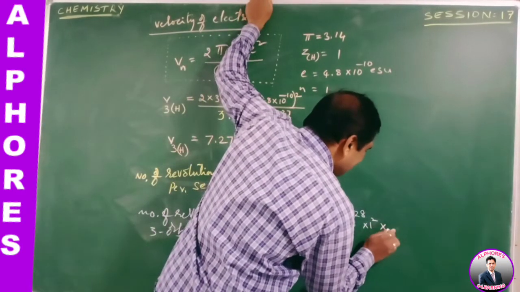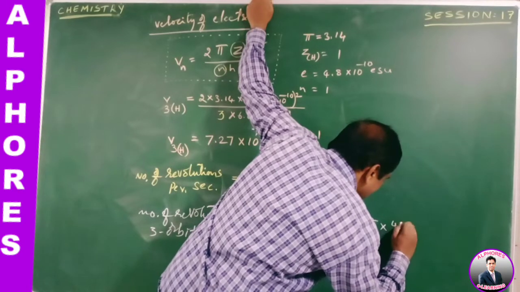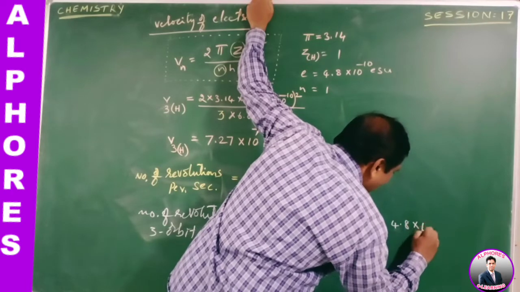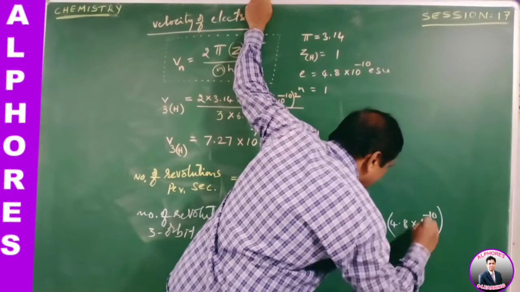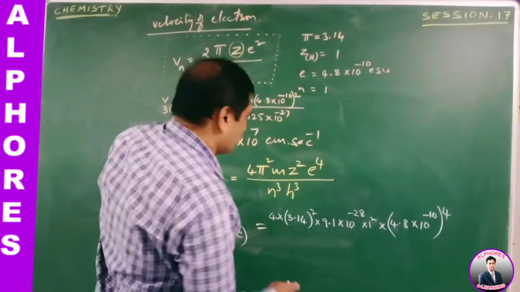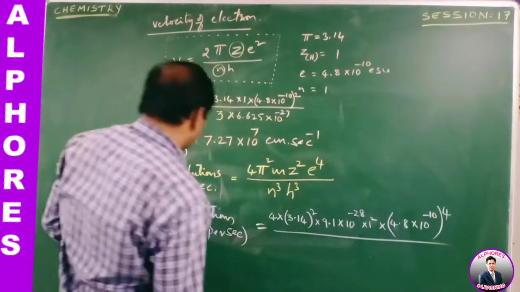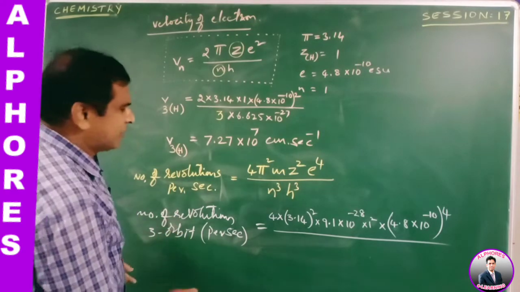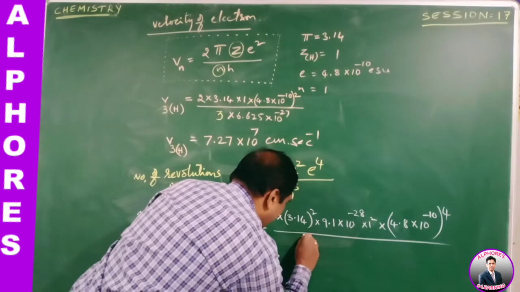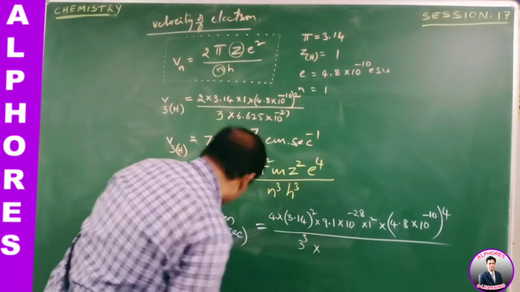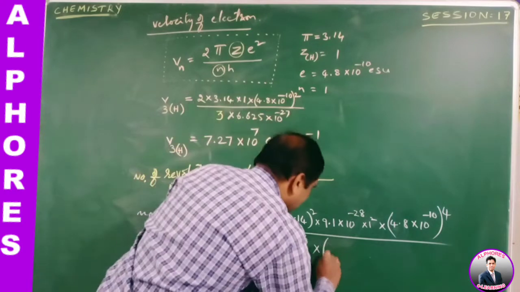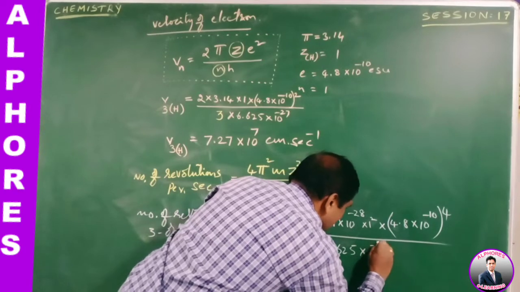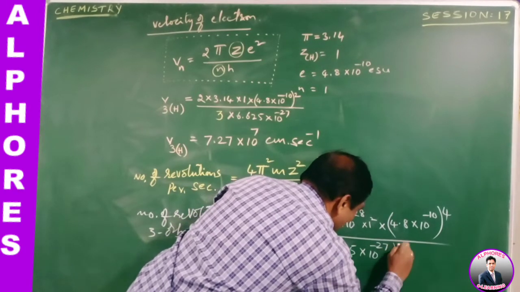Okay, the charge on the electron is 4.8 into 10 to the power minus 10, all to the power 4. Okay, e to the power 4 by n cube and h cube. We are calculating the number of revolutions made by the electron in the third orbit. So that is 3 cube, that is 27, into h cube. h is the Planck's constant value, that is 6.625 into 10 to the power minus 27 erg seconds, whole cube.